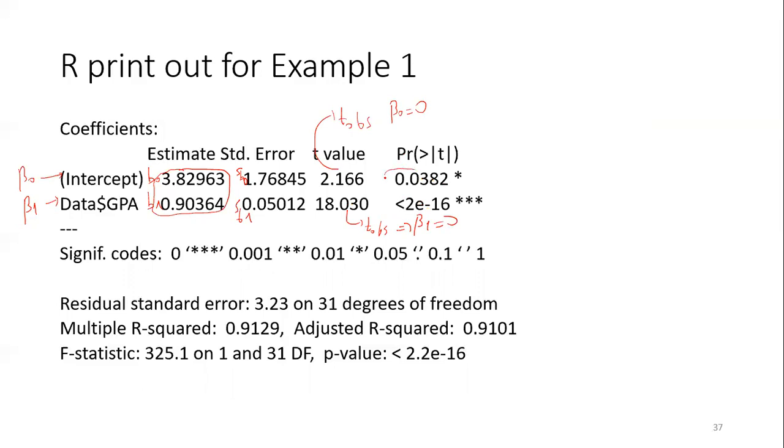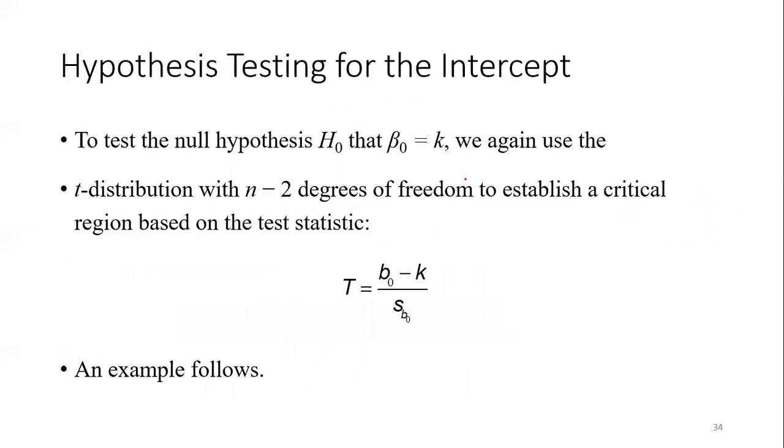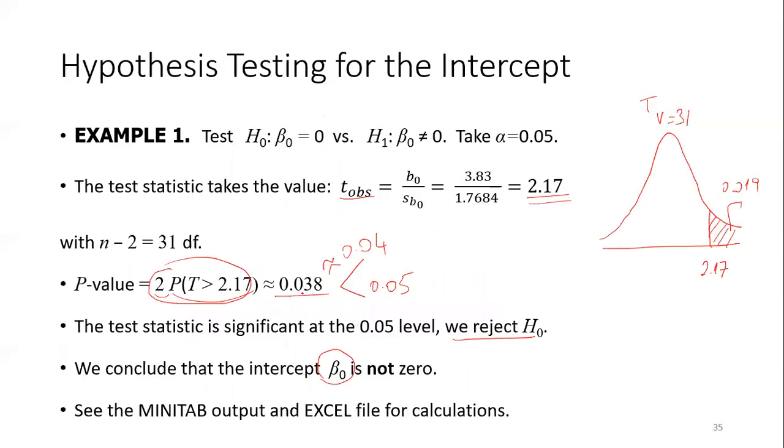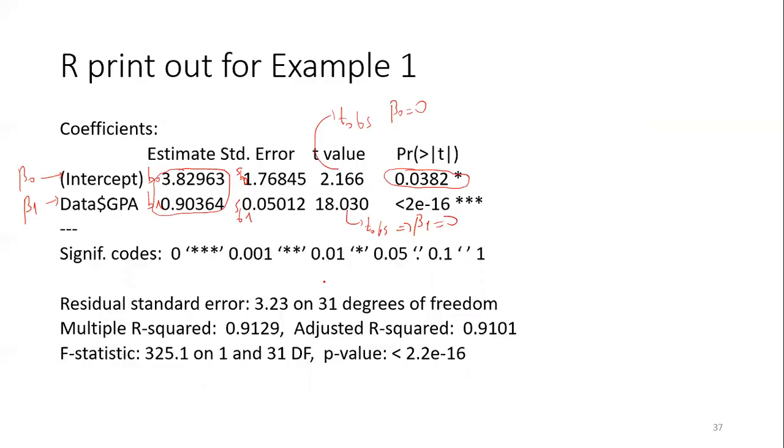And again, these are the T values. Sorry, these are the P values. As you see, this is 0.0382. This is exactly the same thing that we have found. Okay. See this 0.038, right? 0.038 just here. And this is practically 0, that's smaller than 2 times 10 to the power minus 16. So these are the significance codes.